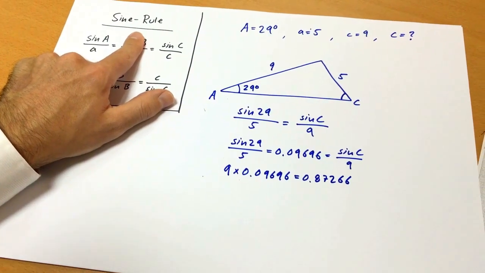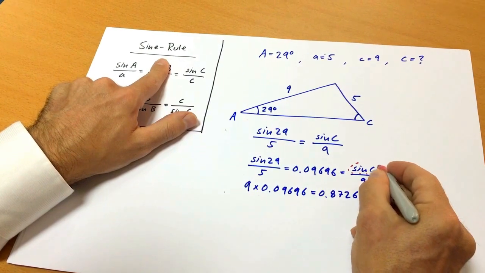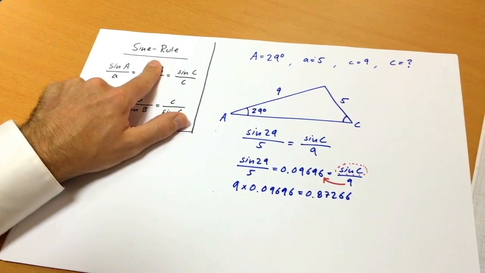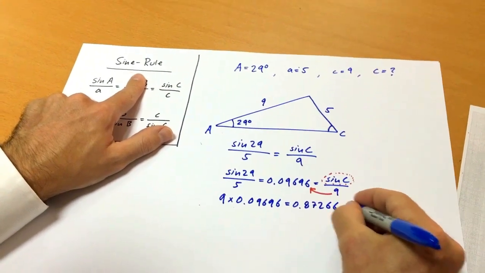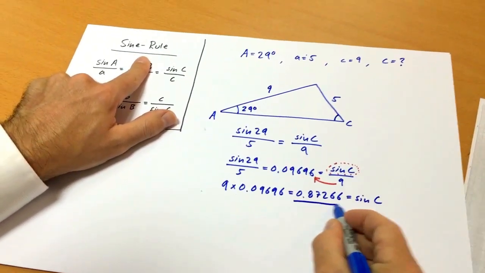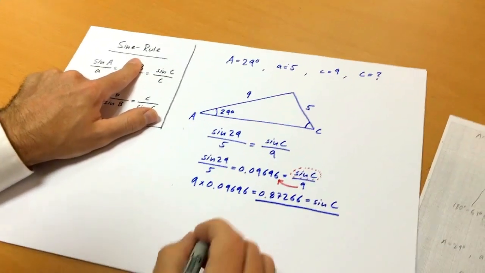I was basically not doing anything else than solving for this unknown when I multiplied by 9 on the other side of the equality sign. So this is now equal to sine of C. So I know that the sine of an angle is equal to 0.8 something. I don't know what the angle is.